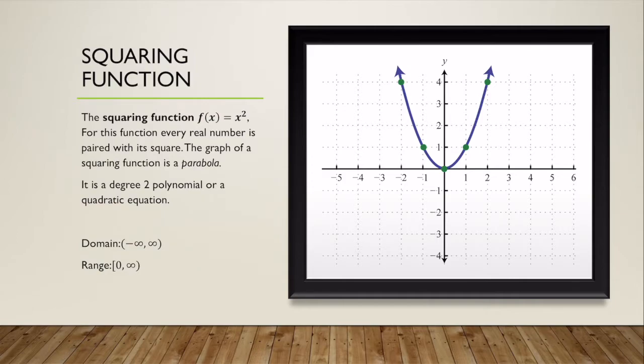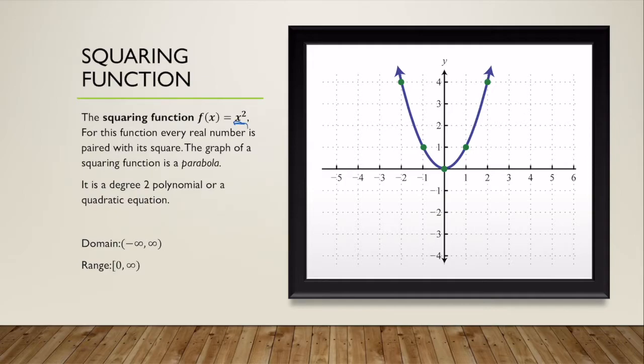The next function, and probably the function we're going to spend the most time with, is the squaring function. F of x equals x squared. For this function, every real number is paired with its square. The graph of a squaring function is called a parabola. This is a degree 2 polynomial, also known as a quadratic equation.